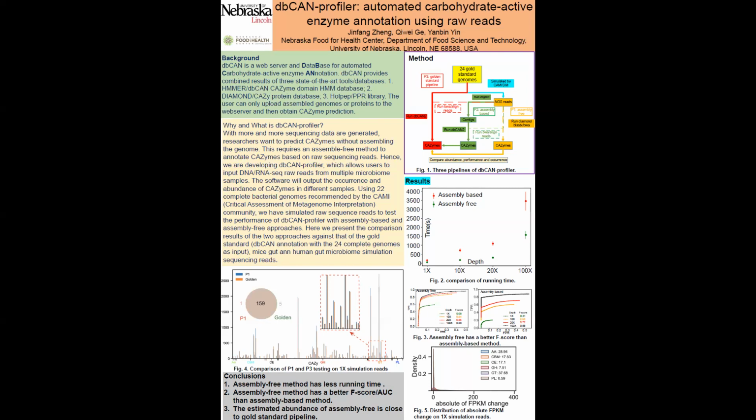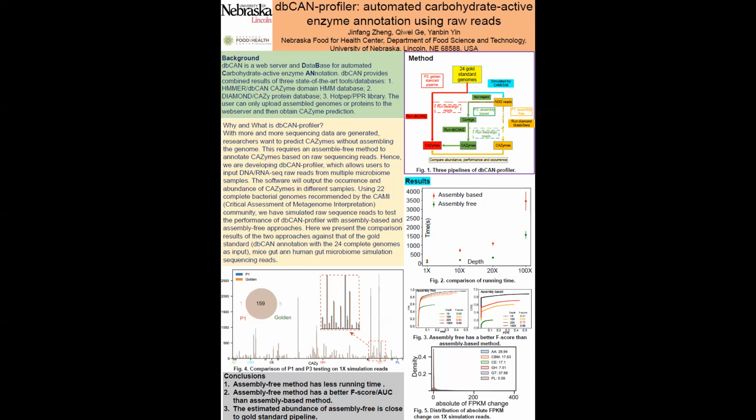However, with next-generation sequencing technology now widely used in research, high-throughput reads are sequenced. More and more researchers want to detect the CAZyme occurrence and abundance without assembling the reads into genomes, due to assembly limits such as time and low sequencing depth. So we are working on dbCAN-profiler, a tool to detect abundance and occurrence of CAZymes from reads without an assembly step.